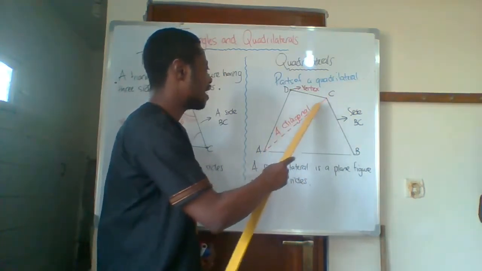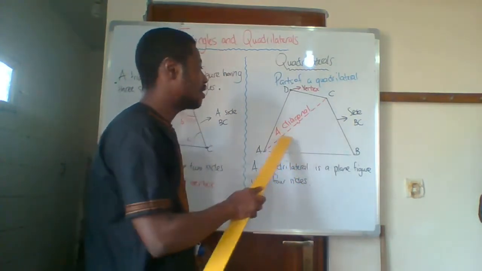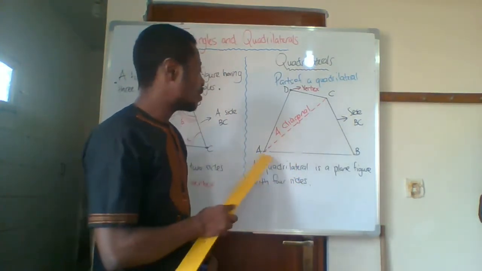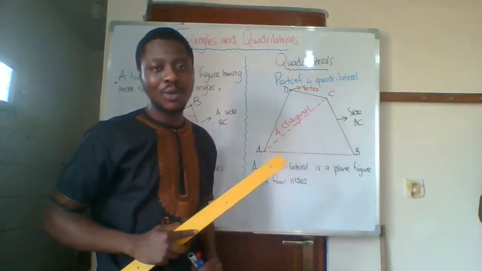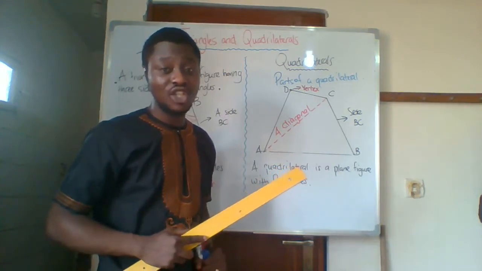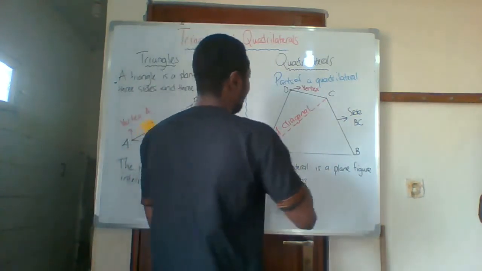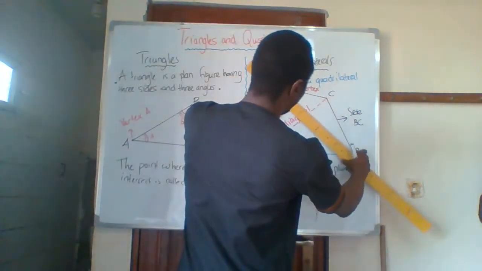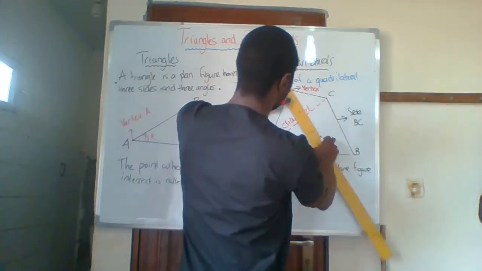We don't care about this line in the middle. It's inside the shape. It's not a side. It's called a diagonal because it goes from one point to another point of the shape. And that's why we call it a diagonal, because it crosses the shape, dividing the shape into two parts. You can have another diagonal right here. I can have another diagonal connecting point D to point B.